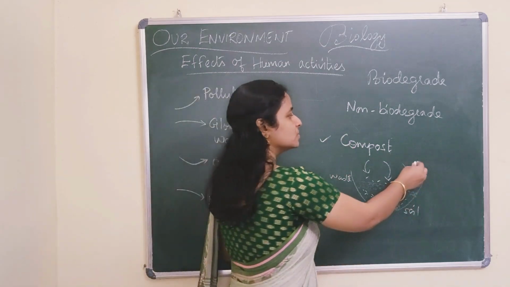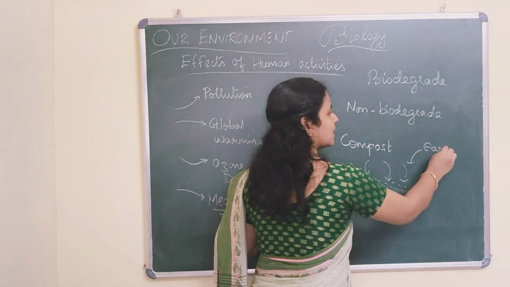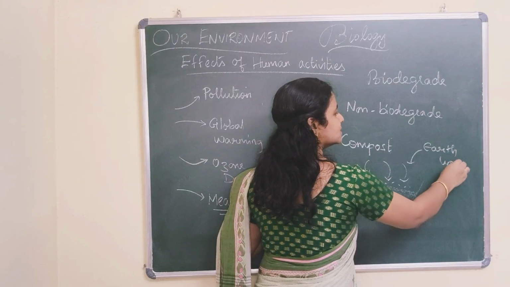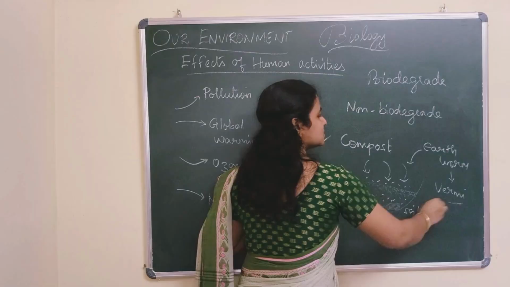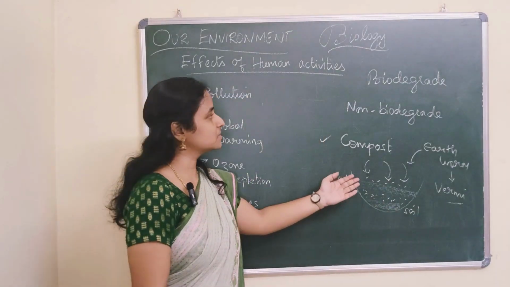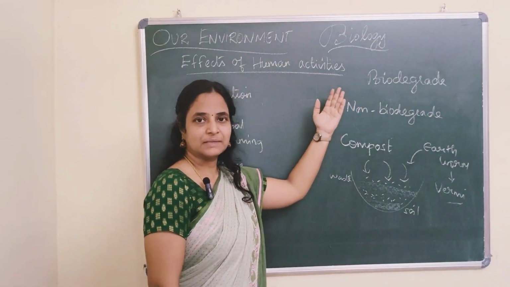Similarly, we can also add earthworms to it. So when you add earthworms to it, you call this method vermicomposting. So these are effective methods to degrade biodegradable waste.